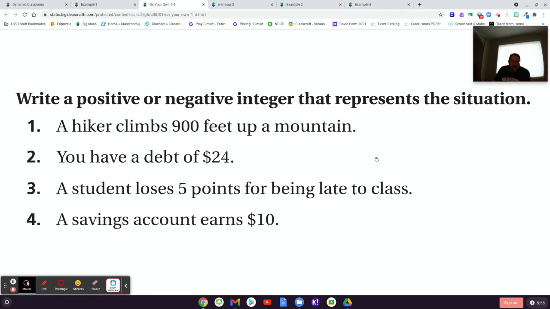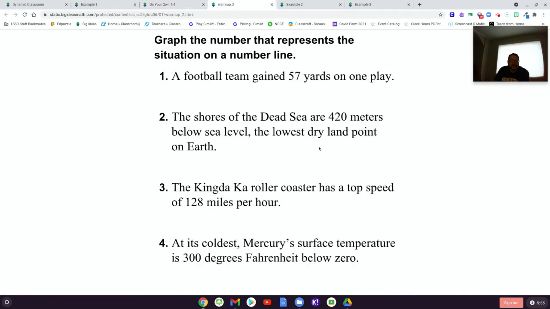All right, so if you're climbing 900 feet, it's positive 900. If you have a debt of 24, it means you owe 24. That would be -24. If you lose 5 points, that's -5. And if you save or earn $10, that's positive 10. Okay, and now we're also going to talk a little bit about graphing. So these I'm just going to show you the graphs. So you don't have to worry about writing or answering anything on these.